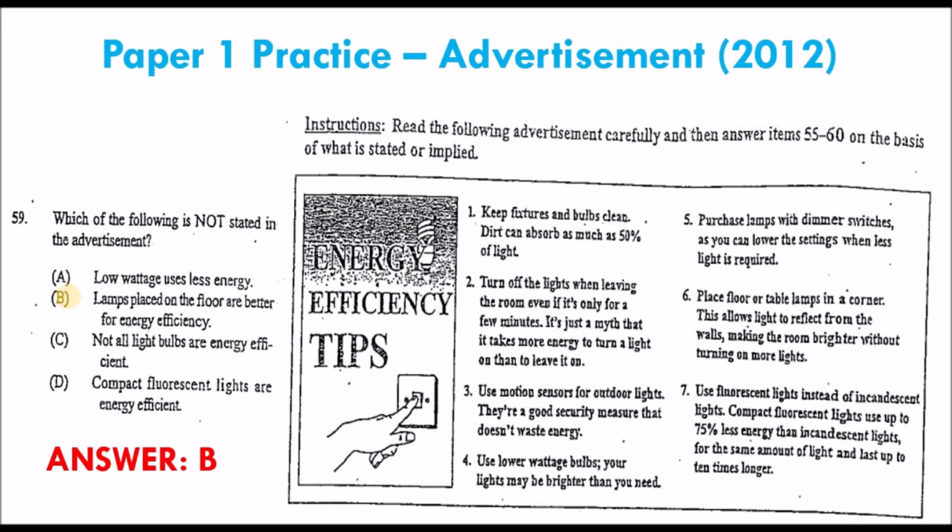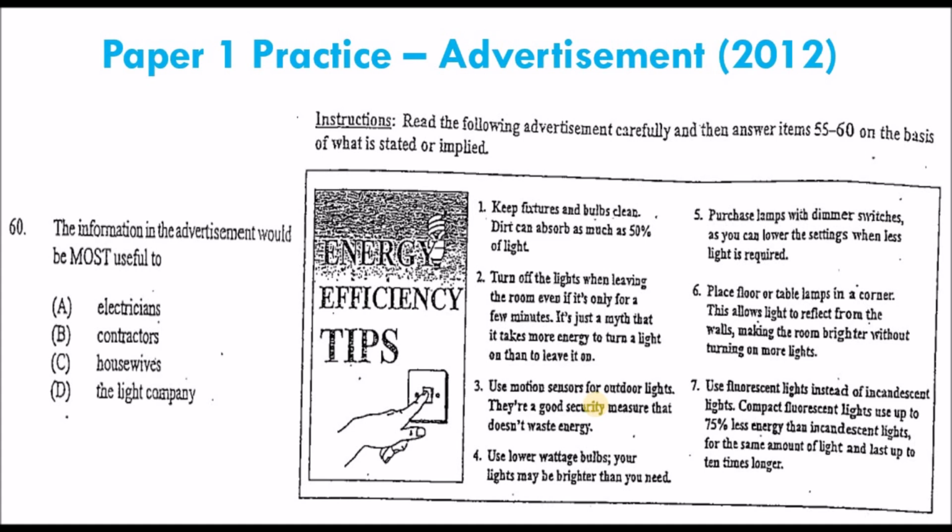And the answer is B, because when we go through, we can see that A, C, and D are all mentioned in the passage. However, B, lamps placed on the floor are better for energy efficiency, was not stated in tip 6. What was stated is that these types of lamps can be placed in a corner, because when you place them in a corner, this allows the light to reflect better in the room. So it didn't say place them on the floor, and that if you put them on the floor, that is going to be more energy efficient, right? So the answer is B.